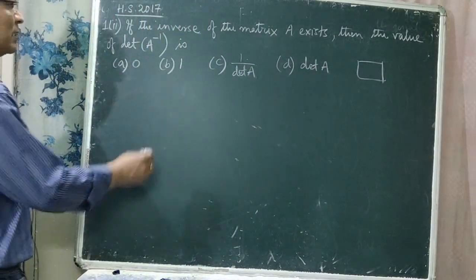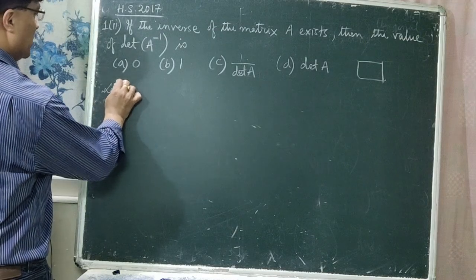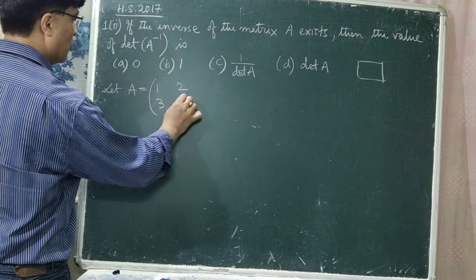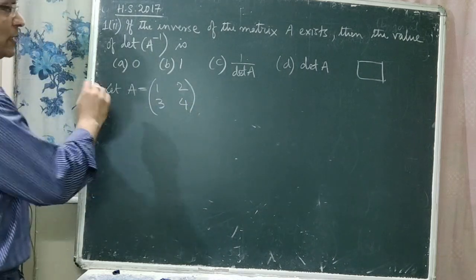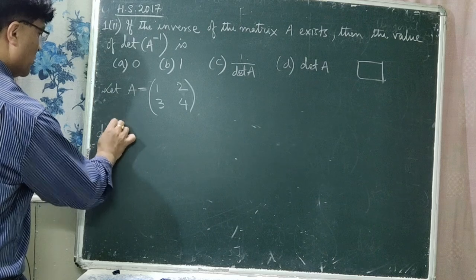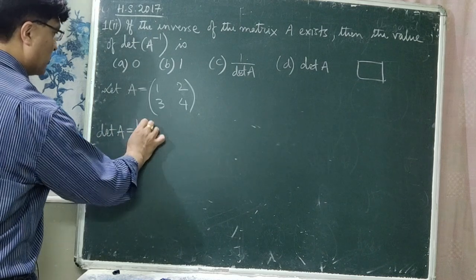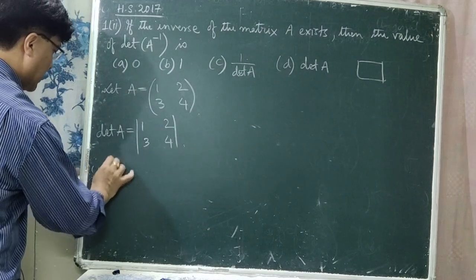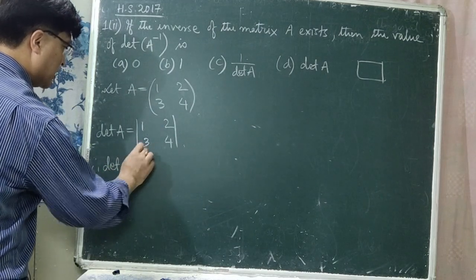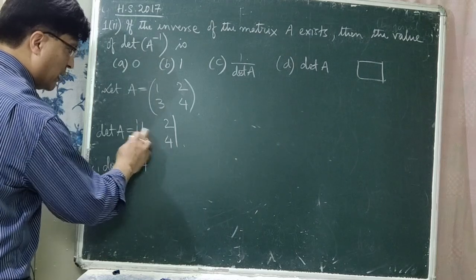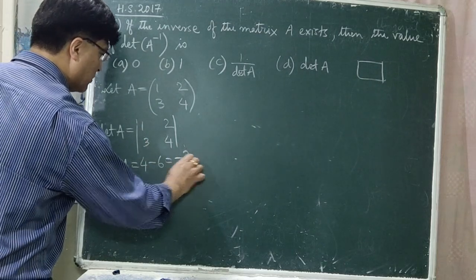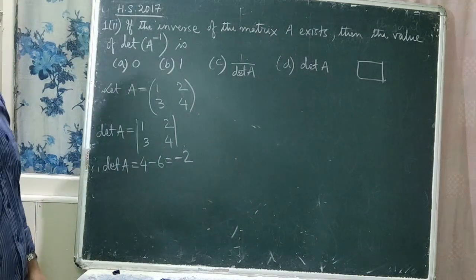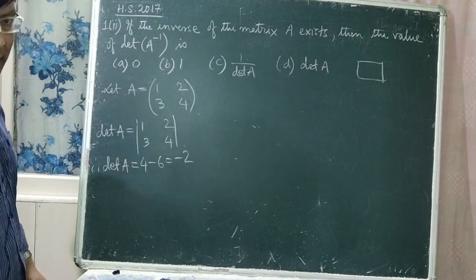Okay. So let us take an example. Suppose let A, the given matrix, be a square matrix, that is 1, 2, 3, 4, right? So let us find out det A first. So if you write det A, then it is converted into what? Determinant form. That is det A is equal to, what is it? You can cross multiply it, 4 minus 6, which is equal to minus 2. That means A inverse exists. So let us find out what A inverse is.